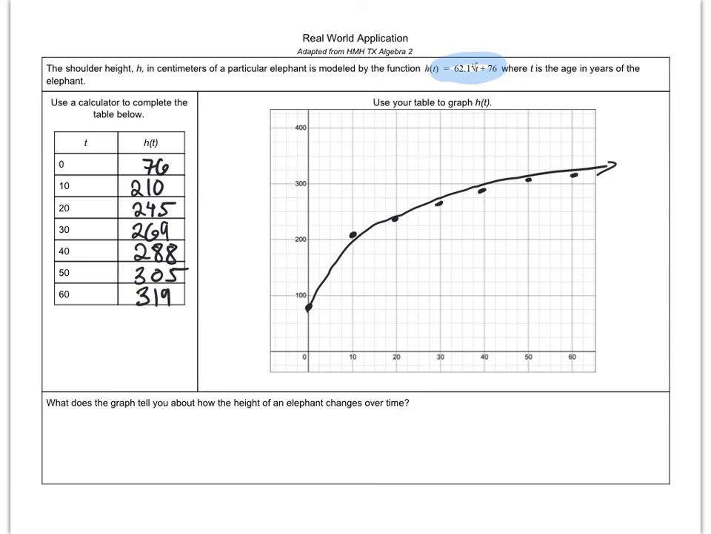And also, I want to think for a second, what does this value represent? Well, in this case, our y-intercept represents the height at birth. And that's 76 centimeters. That's the amount that we added, that's our k value. This graph has also been vertically stretched quite a bit. We've multiplied it by a factor of 62.1, which means that we stretched it vertically by a factor of 62 and 1/10. So that made it much more steep.